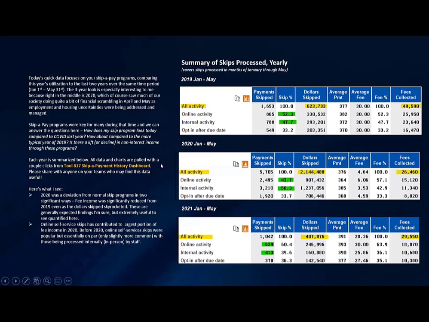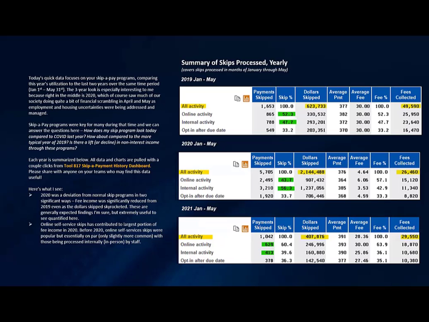But here is a totally different dashboard, tool 817, the skip a payment history dashboard. It's another type of fee. Now, why are we focusing on this fee? Well, it's because it was not represented over in tool 369, the one we've looked at a couple samples on already. This is essentially a different type of service fee where a member can say, I need a break from my loan payment.